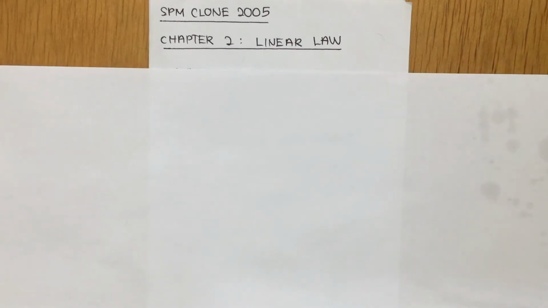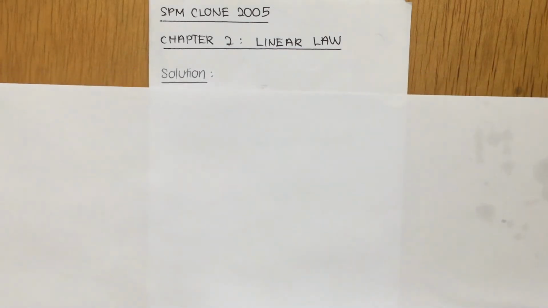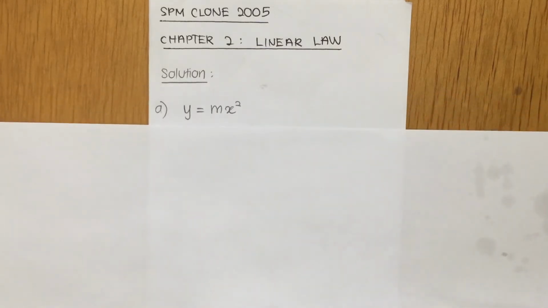Alright, let us start our discussion for the question part A. Okay, for the question part A, we need to come up with a linear form based on the non-linear form given by the question, which is y equals mx square. So from here, let us continue.